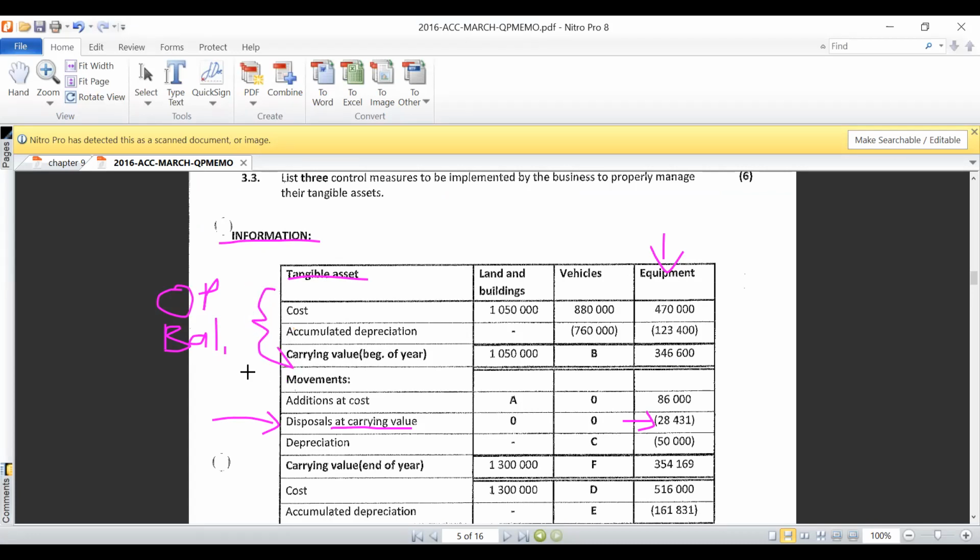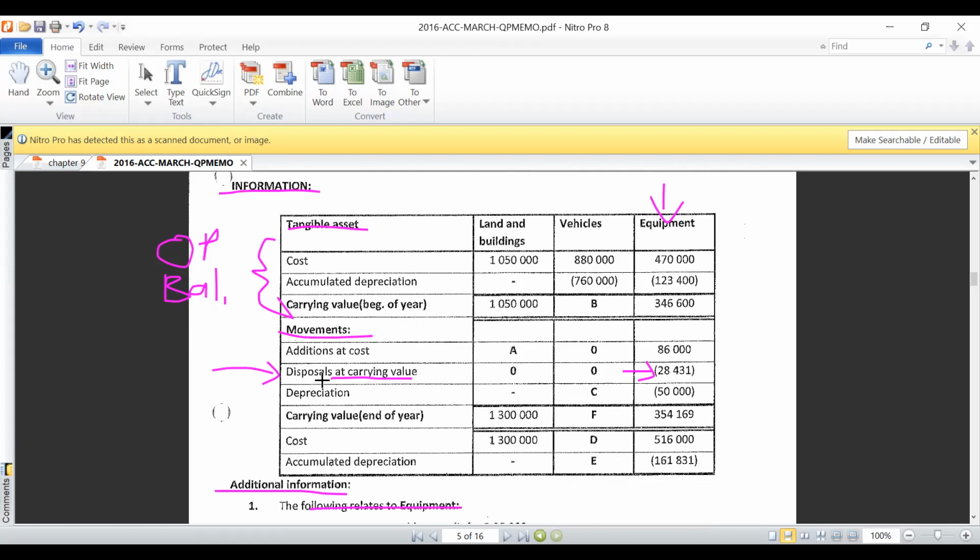And then the movement section. You see this part where it says movements? It has to do with everything that took place during the year. So we're talking about everything that transpired from the beginning of the year up to the end of the year. And then everything you have here from carrying value, cost, and accumulated, these are your closing balances at the end of the year. Are we together, young men? Very important. Yes. Right. Now we go back to our whiteboard.